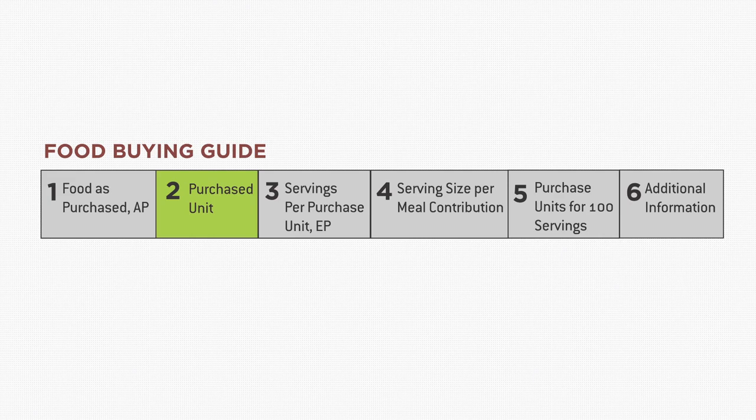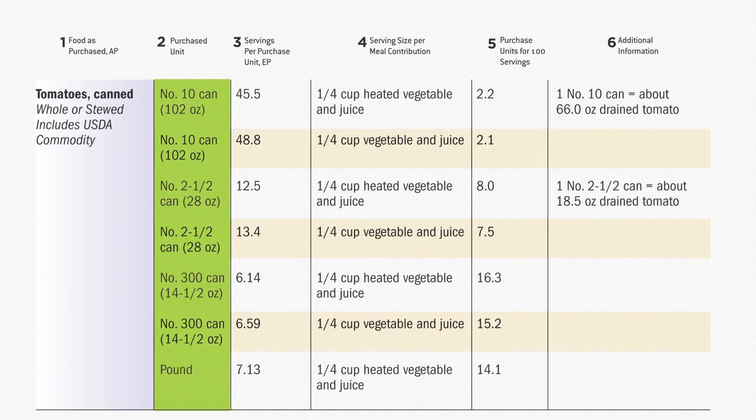For some canned foods, the guide lists an institutional pack, and in many cases, a smaller pack, along with the net weight of the pack's contents. For example, the listing for canned tomatoes, whole or stewed, includes information on various can sizes and by the pound, which are ways it might come from a food vendor.